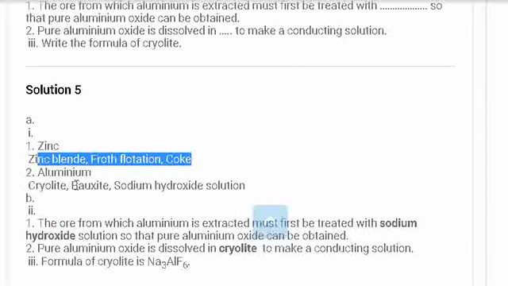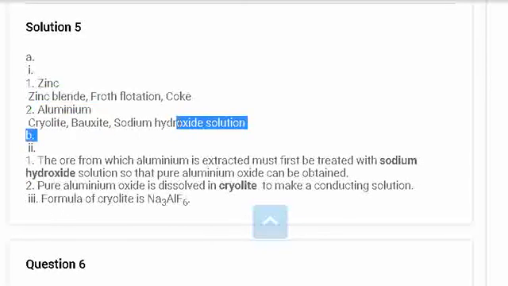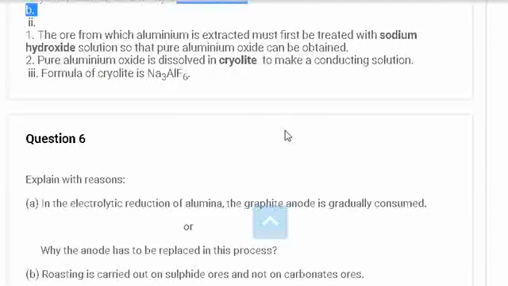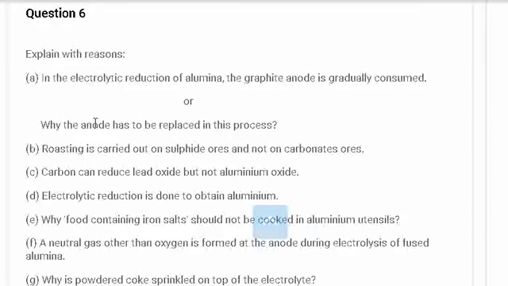Aluminium: cryolite, bauxite, sodium hydroxide solution. The ore from which aluminum is extracted must first be treated with sodium hydroxide solution so that pure aluminum oxide can be obtained, and pure aluminum oxide is dissolved in cryolite to make a conducting solution. Formula of cryolite is Na3AlF6.